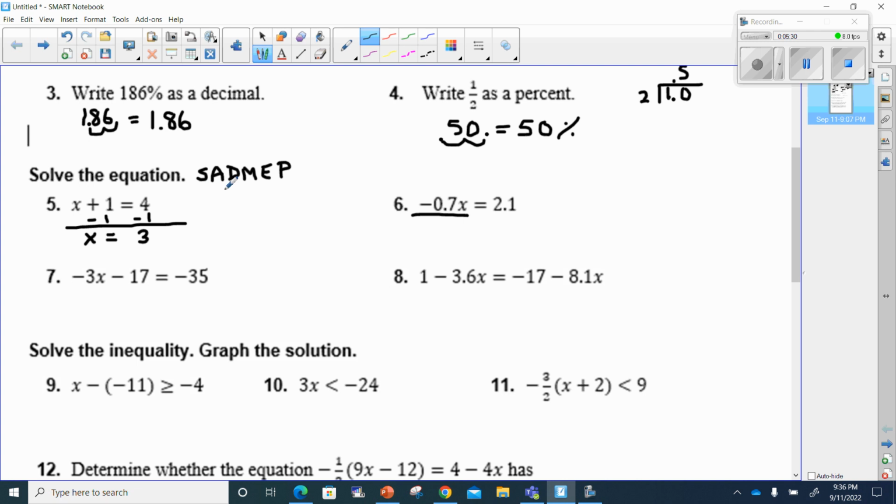We're not going to be doing addition and subtraction. We're going to be doing division and multiplication here. They're multiplying, so I do the opposite. I'm going to turn this into a fraction, and that makes me dividing. Remember, every fraction is really a division problem. I'm going to divide it by negative 0.7. Whatever I divide from one side, I have to divide from the other side.